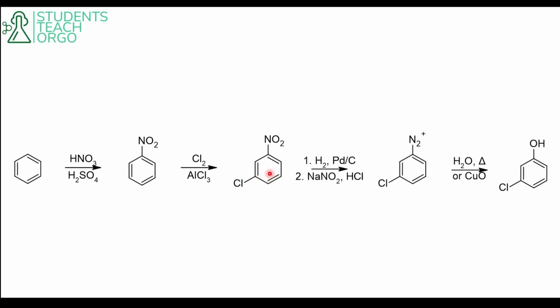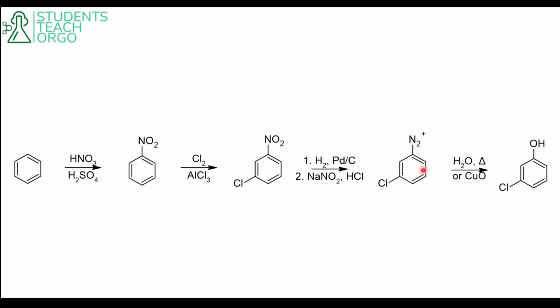And then from here, now we can go on and do the rest of the diazonium reaction. So we'll take this and do the next step, which is the reduction, and then finally the conversion to N2+ with NaNO2 and HCl. So that will give us our diazonium intermediate over here.